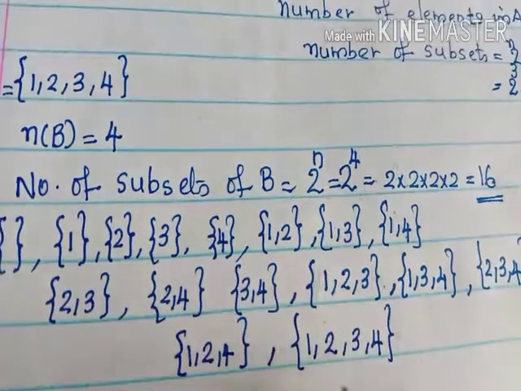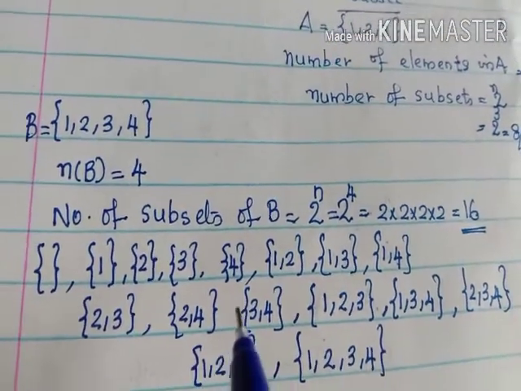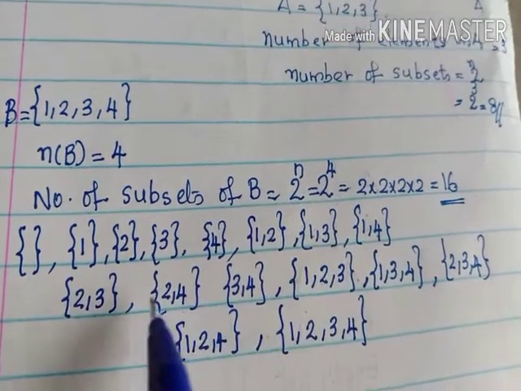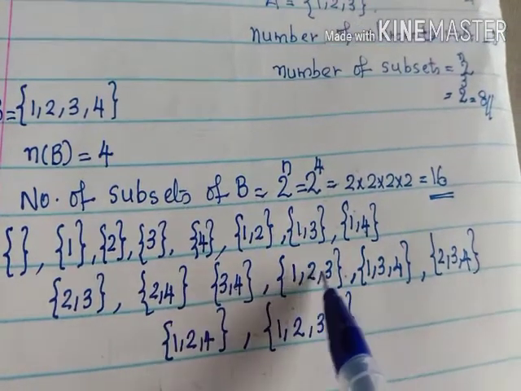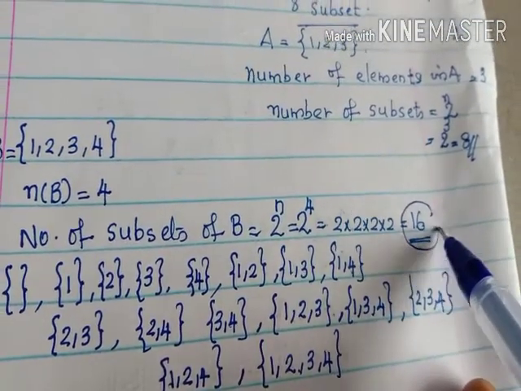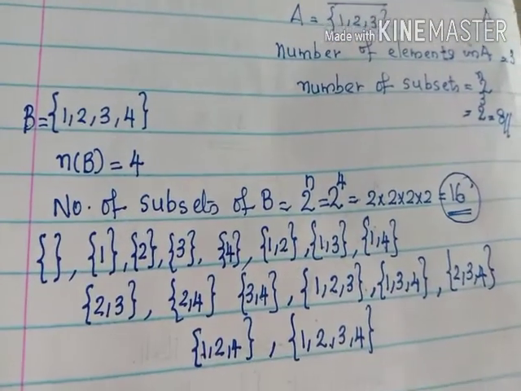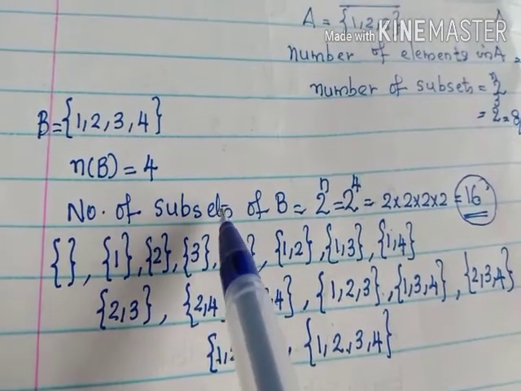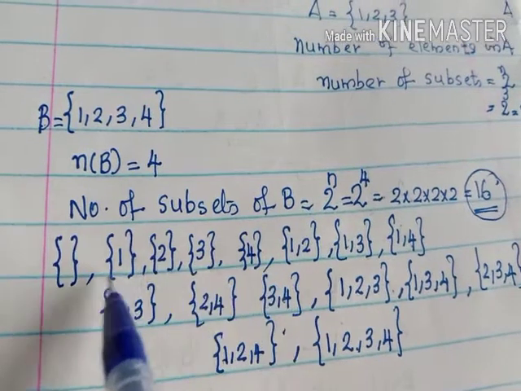So we completed the subsets. Now I am going to count them. 1, 2, 3, 4, 5, 6, 7, 8, 9, 10, 11, 12, 13, 14, 15, 16. Okay, 16 subsets we noted here. So in this manner we can find the subsets of any given set.